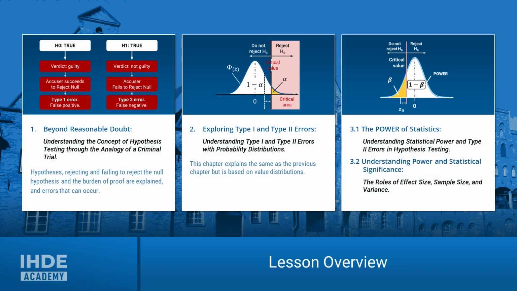This lesson is divided into 3 chapters. To get started, we briefly repeat the lesson's content on the concept and terminology of hypothesis tests. Type 1 and type 2 errors are explained using the analogy of a criminal trial. In the second chapter, the type 1 and type 2 errors are then explained using value distributions. The level of significance or error probability is also discussed. The last chapter explains the statistical power and what compromises must be made in hypothesis tests.